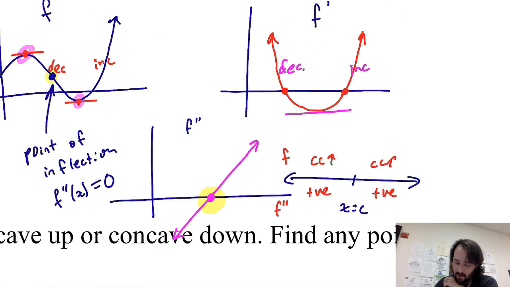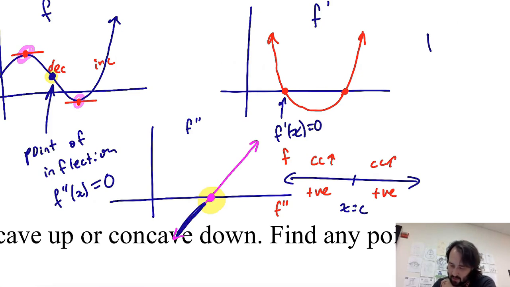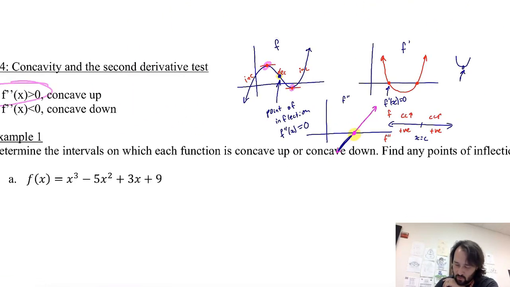So given the fact, erase a few things, given the fact that f prime is 0 here, and I am concave down on that interval, that means that if I am concave down and f prime was 0, that had to be a relative minimum point. So let's just get into an example and we will see how this works as well.